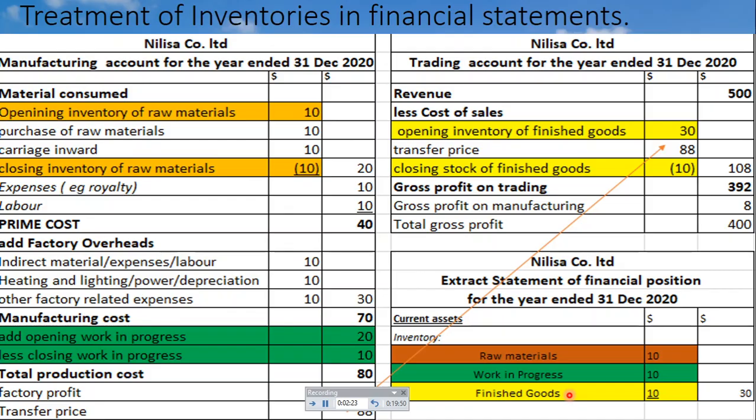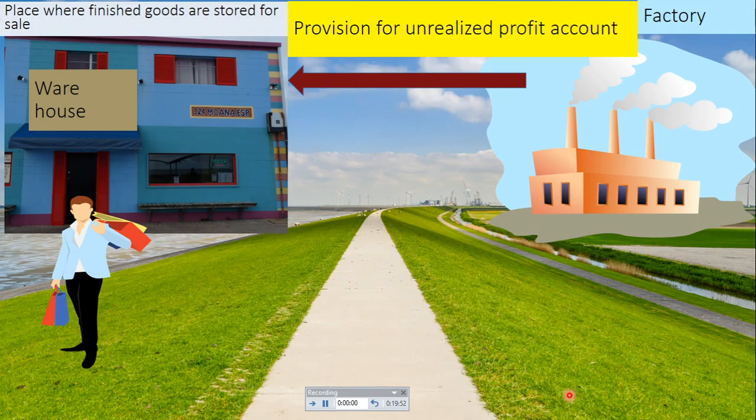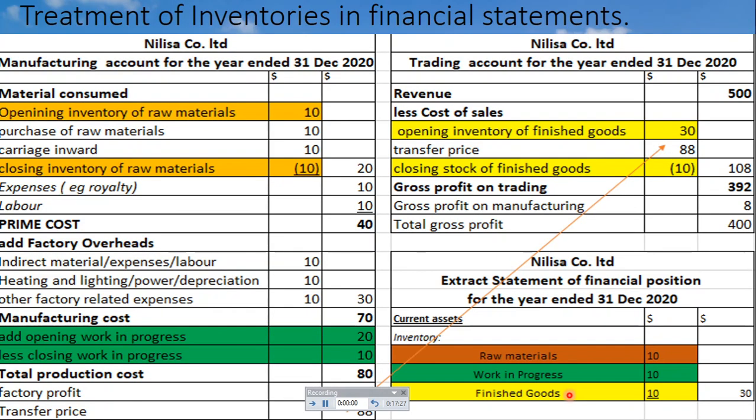Moving forward: provision for unrealized profit. Okay, to understand that, let's have a look at this format one more time. I need to explain something to you out here.